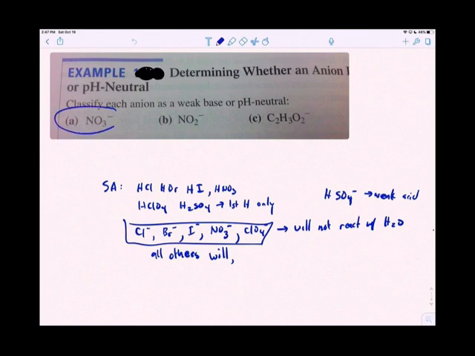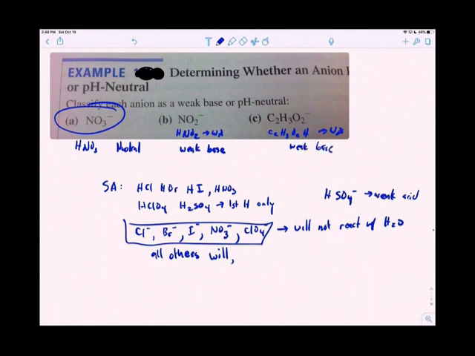For A, this is from HNO3, which is a strong acid. Therefore, this is neutral. This does not react with water. For B, this is from HNO2, which is a weak acid, which means this is a weak base. And this one here is acetate. This would be C2H3O2H, which is acetic acid. This is a weak acid, so this is actually a weak base.